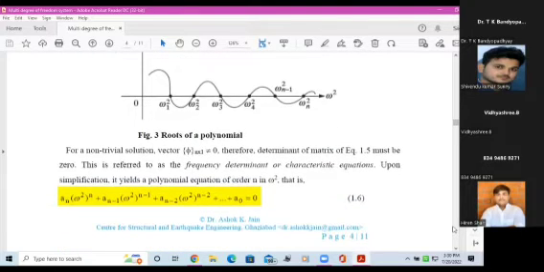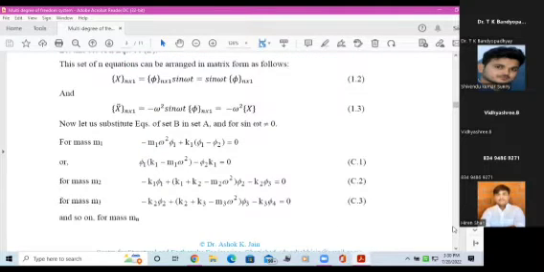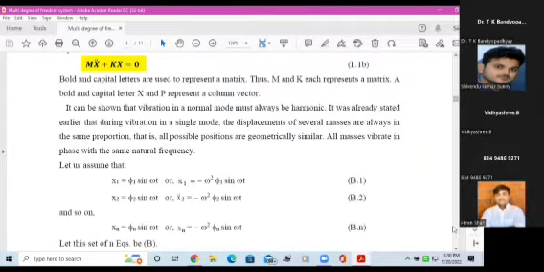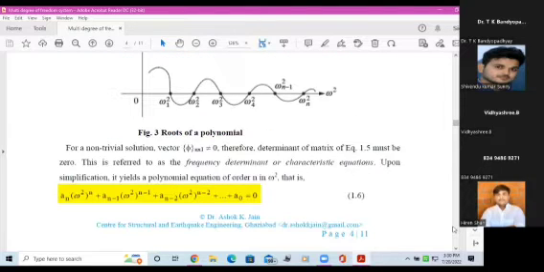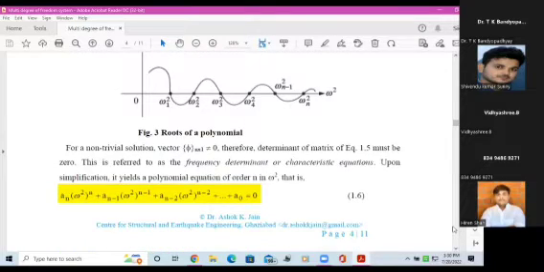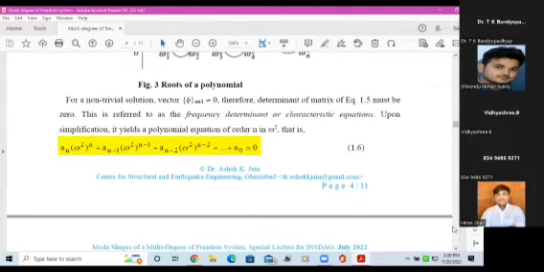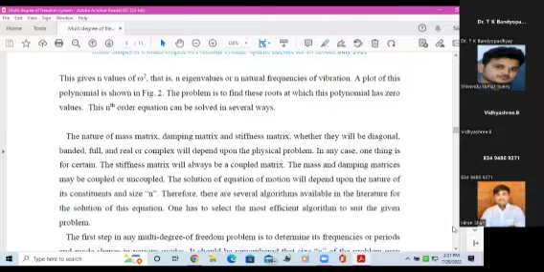This equation, as well as the equation m x double dot plus kx equal to 0, is called the frequency determinant or characteristic equation. Upon simplification, we get this polynomial of order n in omega square. That is the value which we get here, and we plot it and find the solutions.